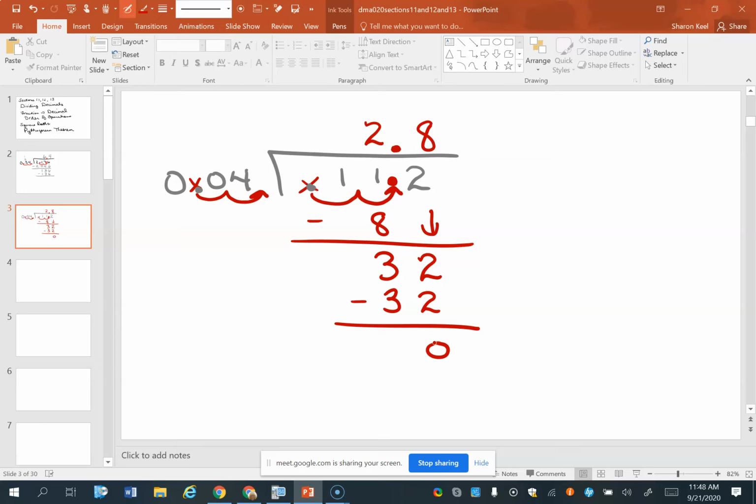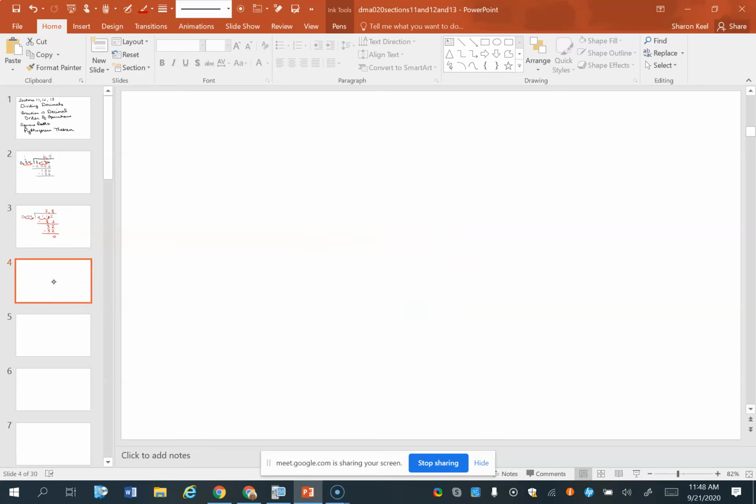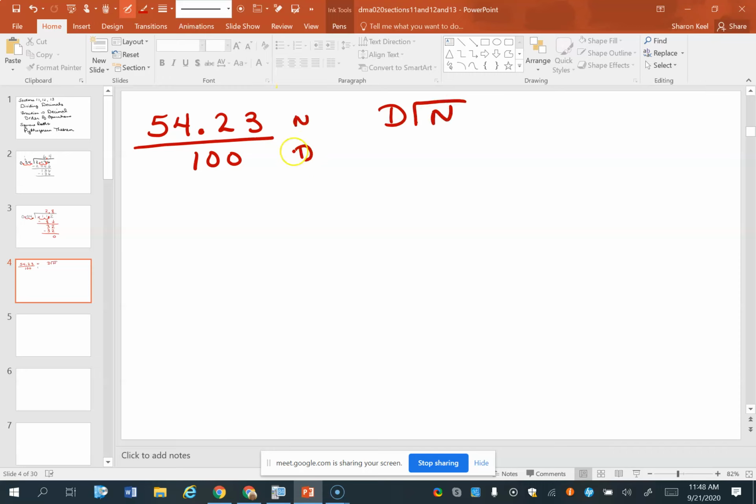And when you're doing a division problem, you might find that you have to add more zeros. I'm going to give an example of something such as this. If we have, let's say, 54 and 23 hundredths divided by 100. What we're going to do is the denominator is going into the numerator. Remember, this is the numerator, this is the denominator. So what we're being divided into is 54 and 23 hundredths.